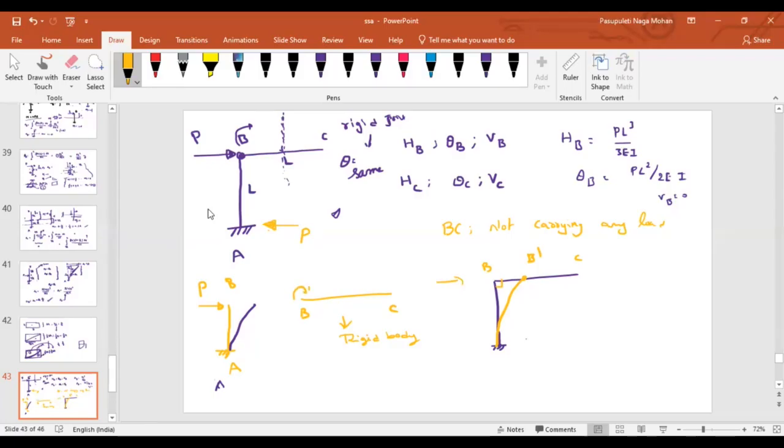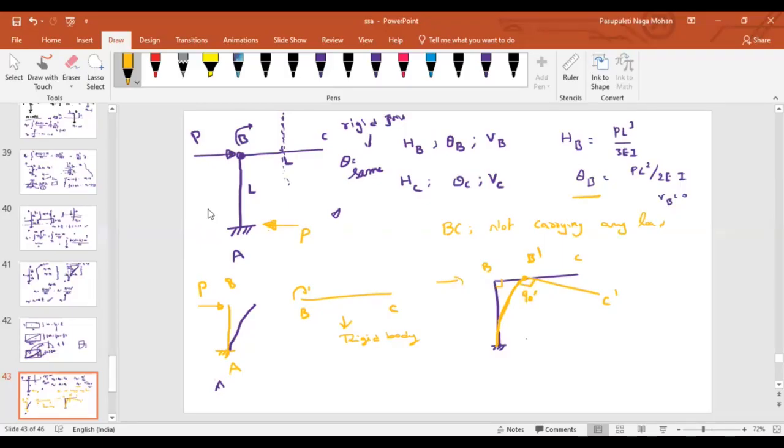That means if I draw the deflected shape, the deflection will be like this. Here it is a curvy shape as it is resisting the load. But if you look at B dash and C dash, you can see it is just a linear line. Why? As it is a rigid joint, the member BC is rotated by the amount of rotation. Now, the angle between these two will be 90 degrees only.